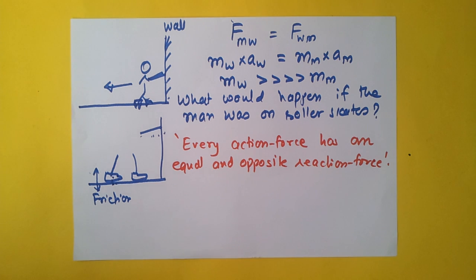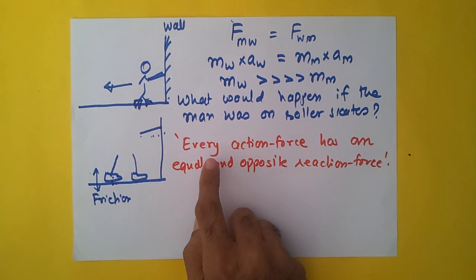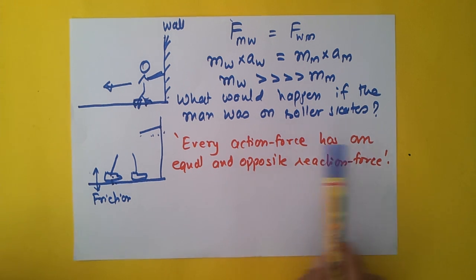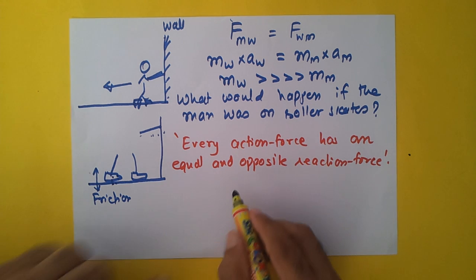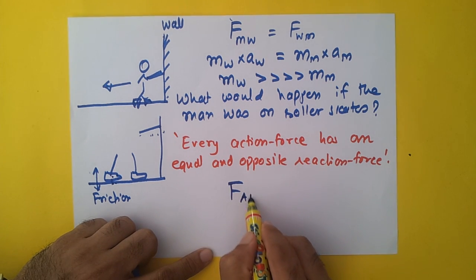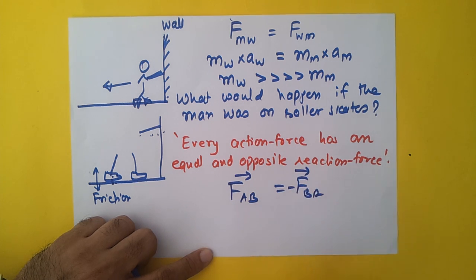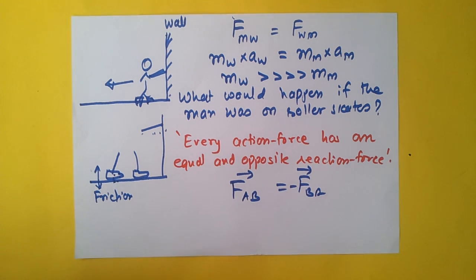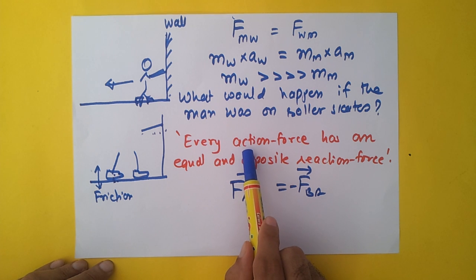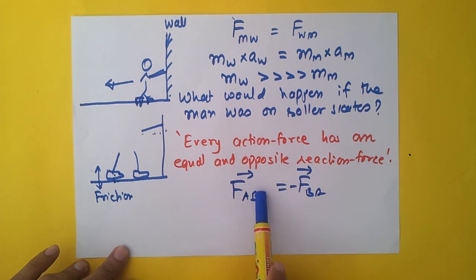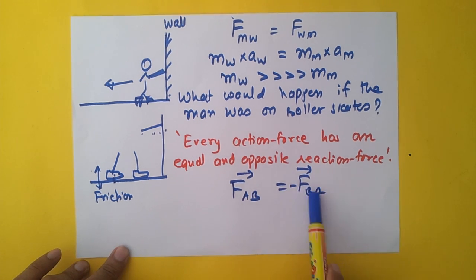So instead of simply writing every action has got an equal and opposite reaction, right? What I would prefer to write is every action force has an equal and opposite reaction force, because that's what Newton's third law talks about. It says FAB is equal to FBA. It is talking about two forces, right? So over here we mention action force. This is the action force, and the reaction force is this. They are equal and opposite.